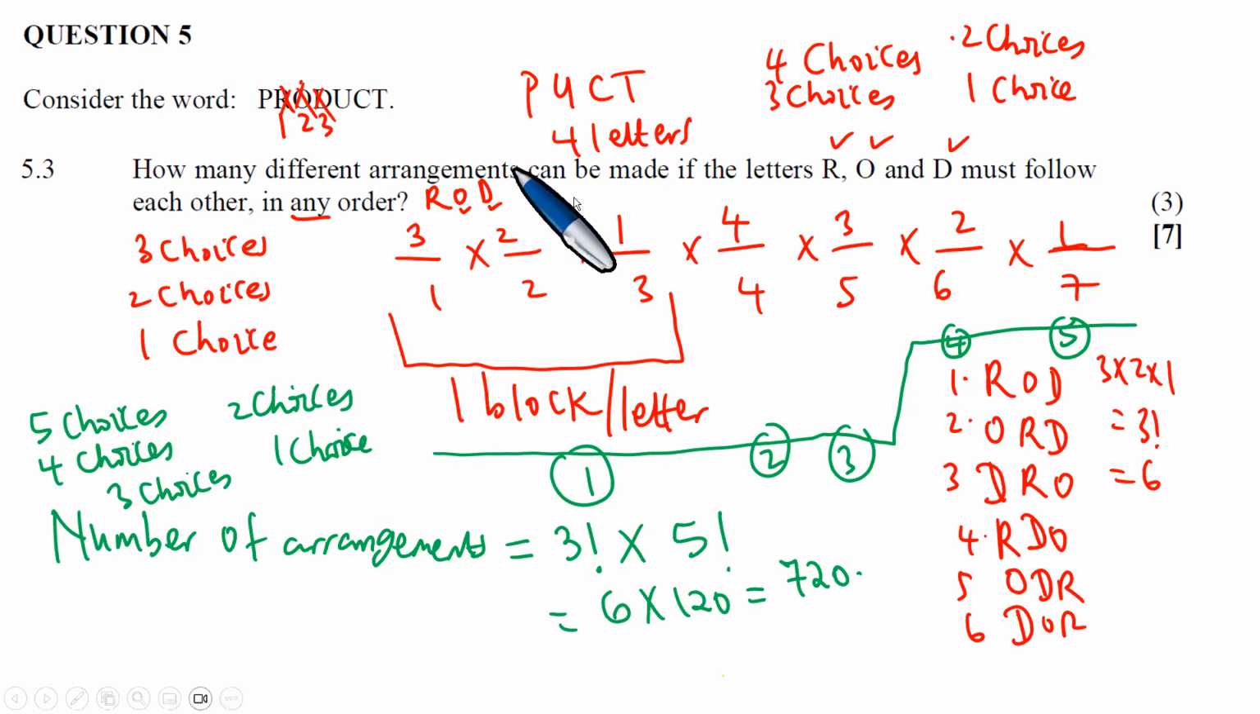So how many different arrangements can be made if the letters must follow each other in any order? It's a little bit tricky, but please just learn it. It's 720. Next question.